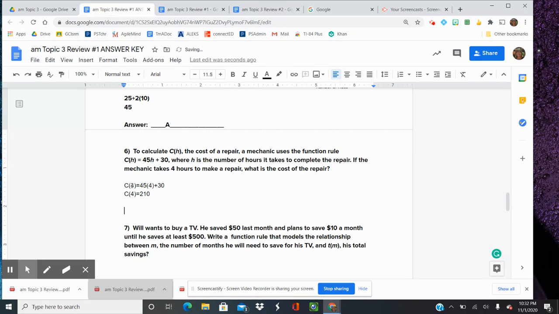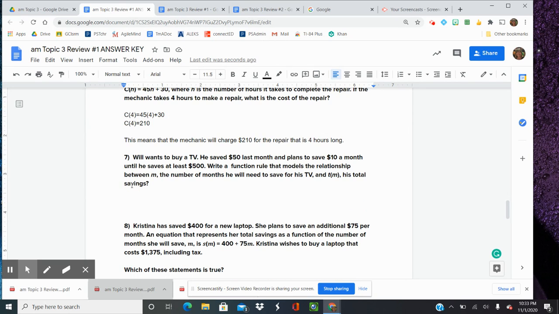So what does that mean in terms of the context of the situation? This means that the mechanic will charge $210 for the repair that is 4 hours long.